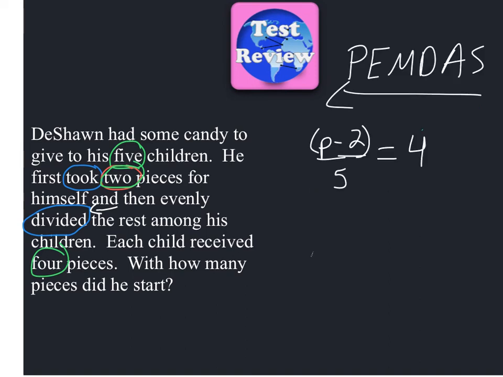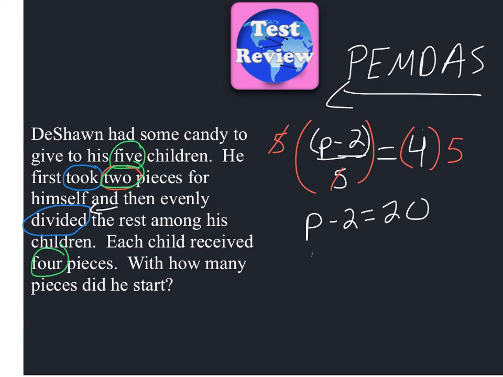So remember, you want to do the order of operations in reverse. So before you even mess with the parentheses, you're going to go ahead and want to take away that division. It's divided by 5. So the inverse would be multiplying by 5. If you do that, the 5's are going to cancel out. You have to do the same thing on both sides, and you're left with P minus 2 equals 20. Okay, now that's just simple. You just have to add 2 on both sides.